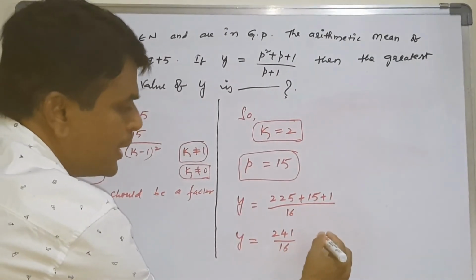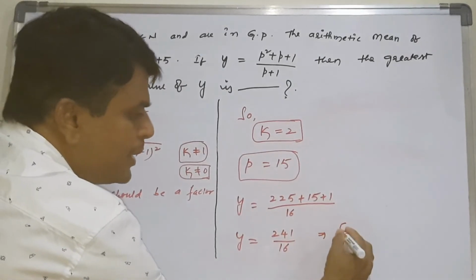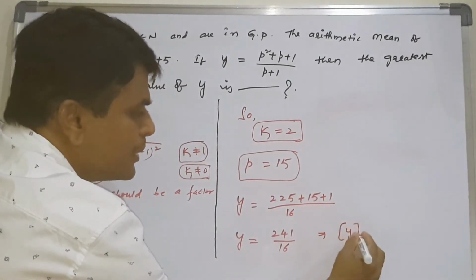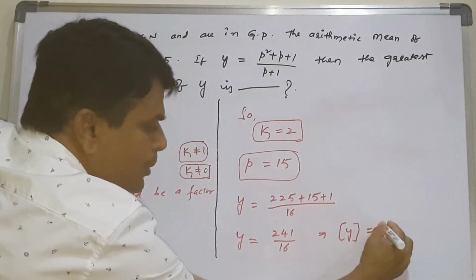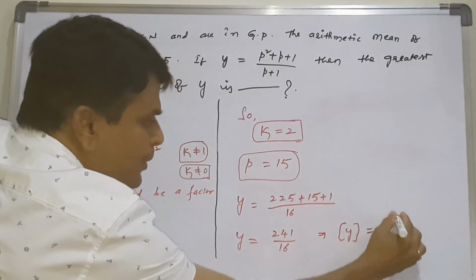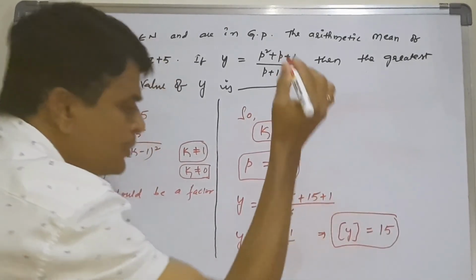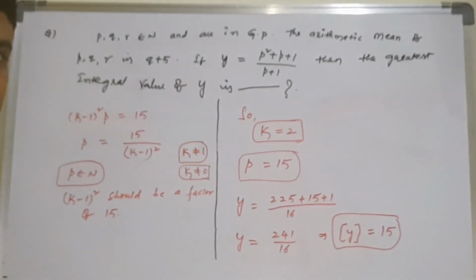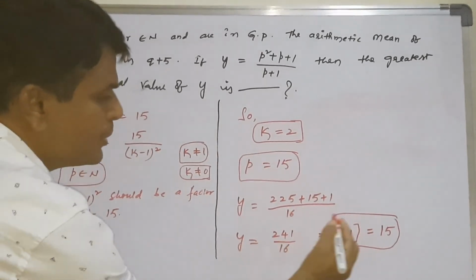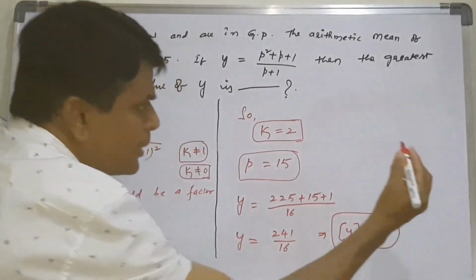So the greatest integer value of this y possible is clearly 15. So the greatest integer value of y possible is what? 15. So the answer for the question is what? 15 is the right answer.